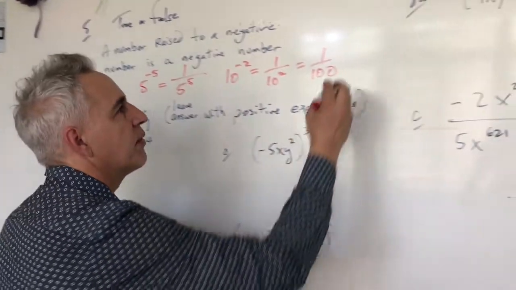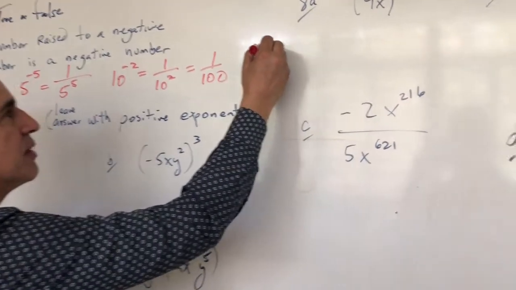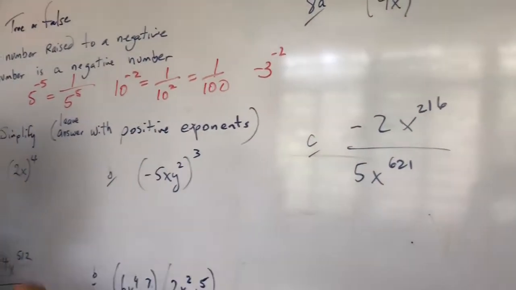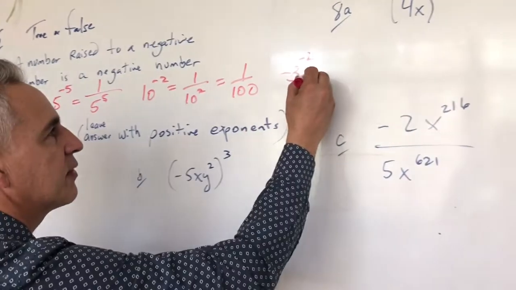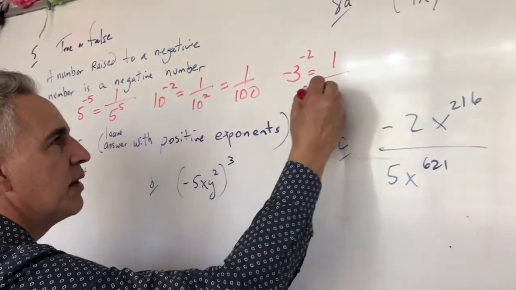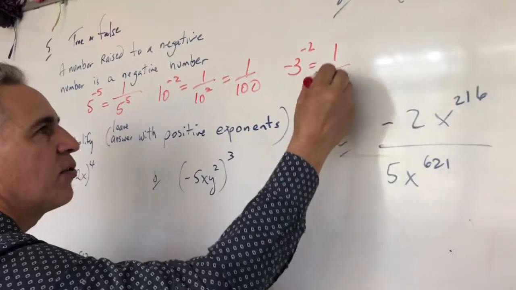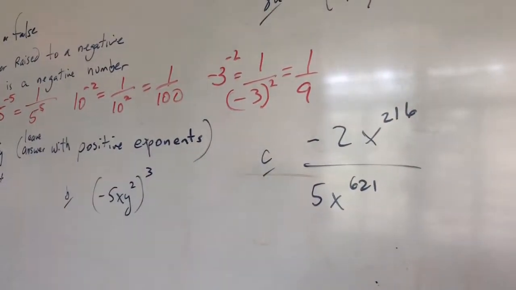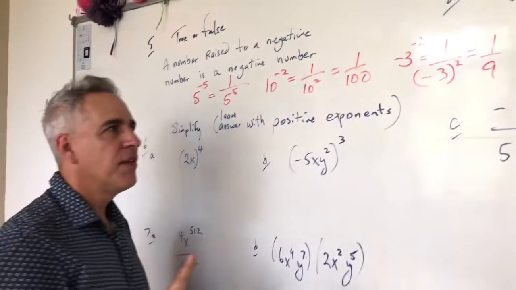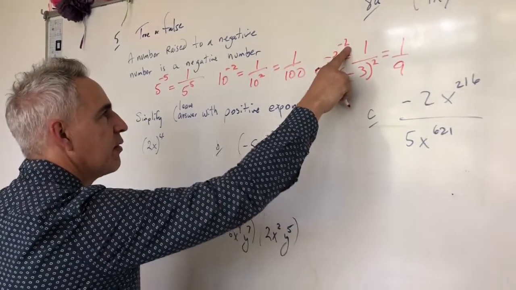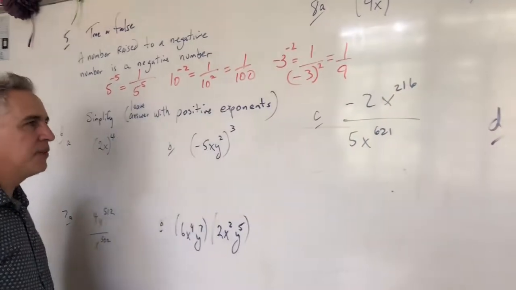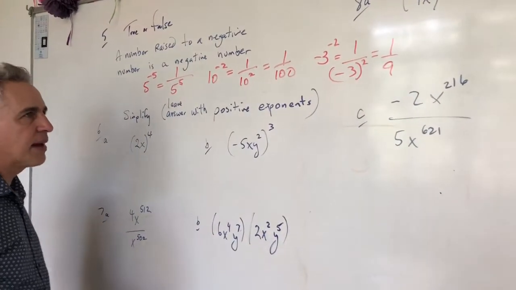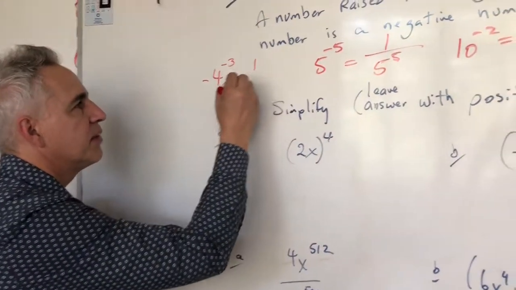What would happen, however, if we had negative 3 to the negative 2? A negative number to a negative exponent. Well, 1 over negative 3 squared is equal to 1 over 9. Wow, interesting. But I'm wondering if we had this become, let's say, a cube root or something like that. The question is, is that positive or negative?